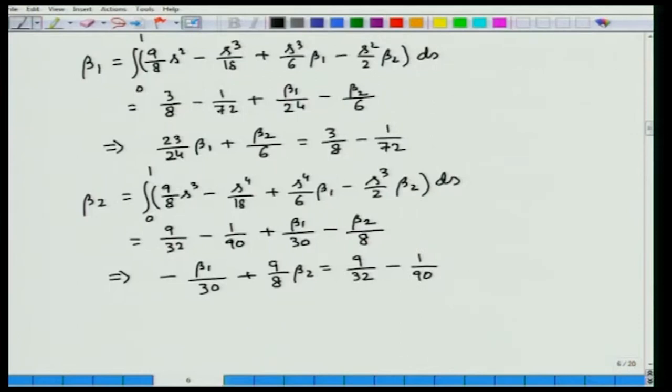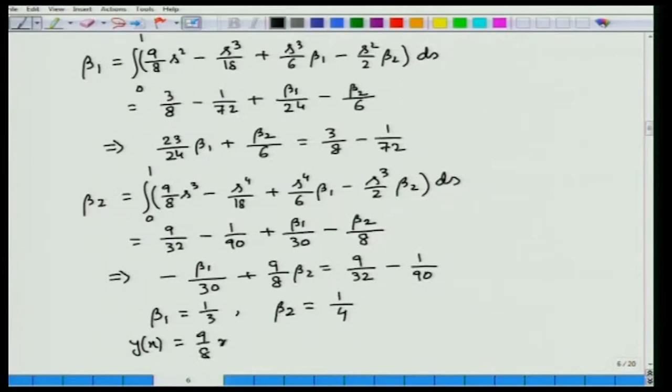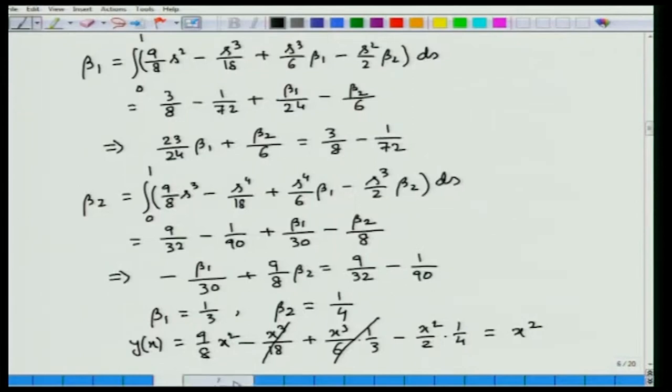Now, solving these two linear equations, we find beta 1 is equal to 1 third, beta 2 is equal to 1 by 4, and after substituting these two values for beta 1 and beta 2 into the expression for y, you can find y x, this is equal to 9 by 8 x square minus x cube by 18 plus x cube by 6 into 1 by 3 minus x square by 2 into 1 by 4. So, this is equal to x square. Actually, this term cancels with this one and this will be simplified to x square. So, y x equal to x square is the solution of this integral differential equation.